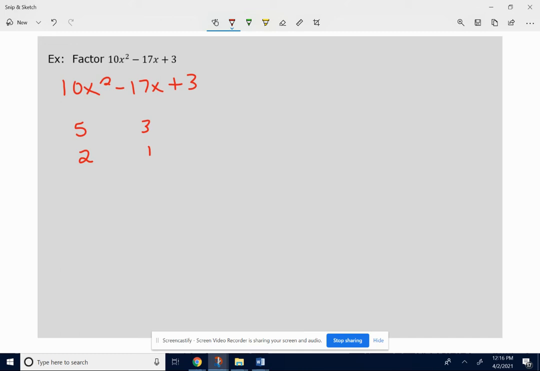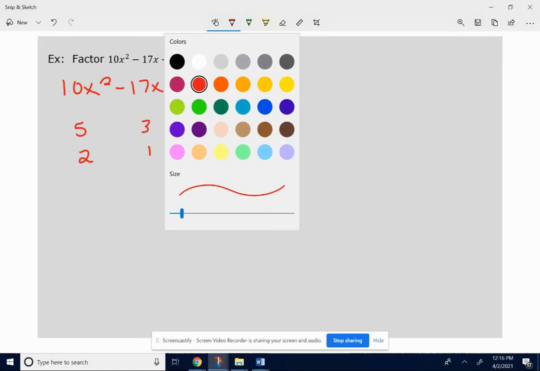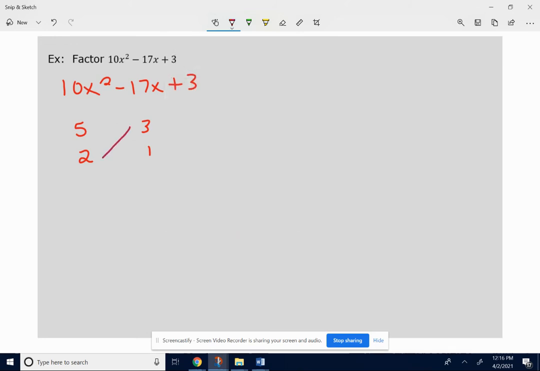And all I'm going to do now to test if this is right, I'm going to take 3 times 2. 3 times 2 is 6. I'm going to take 5 times 1. 5 times 1 is 5. I'm going to add those up. 6 plus 5 is 11.